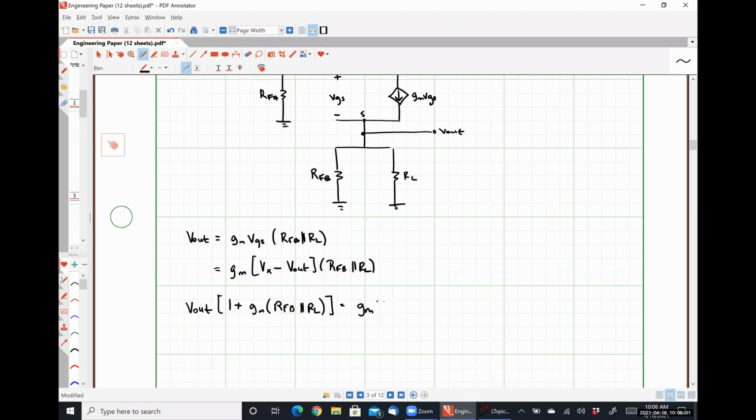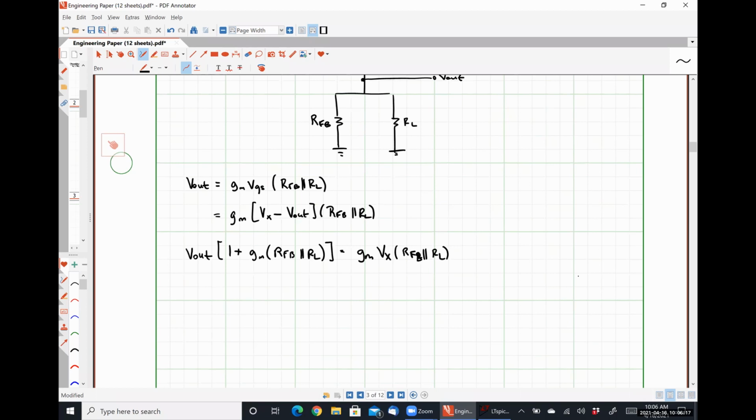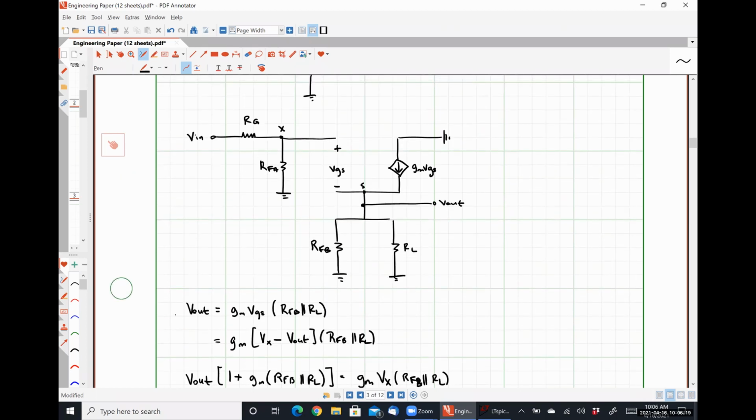GM times Vx times RFB in parallel with RL. That's what I get when I mix my subscripts up. Now, do we have enough information to figure out the relationship between Vx with respect to ground and Vn with respect to ground? Absolutely. It's the voltage division you suggested we do a minute ago.